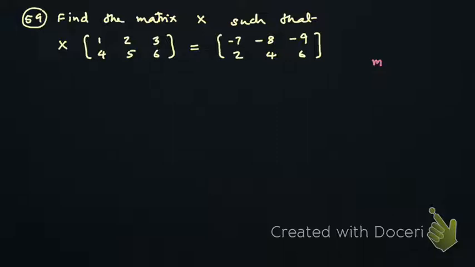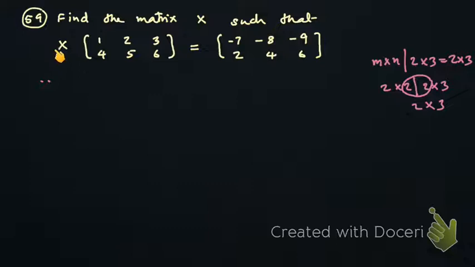Now, how would I find out the order of this matrix? I don't know what the order of X is, so I'm going to call it m by n. So this is an m by n matrix multiplied by a 2 by 3 matrix, 2 rows horizontally, 3 vertically. So let me write that. An m by n matrix, unknown matrix, multiplied by a 2 by 3 matrix should give me a 2 by 3 matrix. If you look at the right hand side, the answer is 2 by 3.